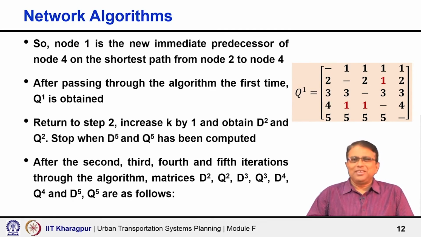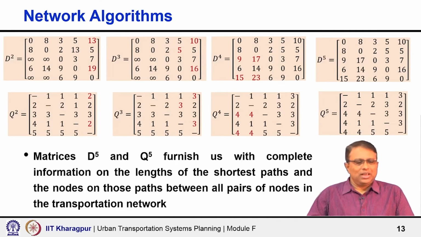Now, in a similar way, I will increase k by one more value. I will check each case whether 1 to 2 directly is better, or 1 to 3 plus 3 to 2 is better. If 1 to 3 plus 3 to 2 is better, then the predecessor of 2 will be changed from the previous one to 3. Like that, I have shown here the corresponding D2 and Q2 matrix, D3 and Q3 matrix, D4 and Q4 matrix, and D5 and Q5 matrix. Each cell wherever changes are made is also indicated using a red font.